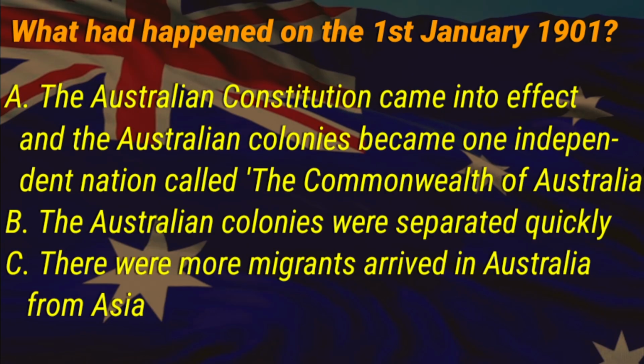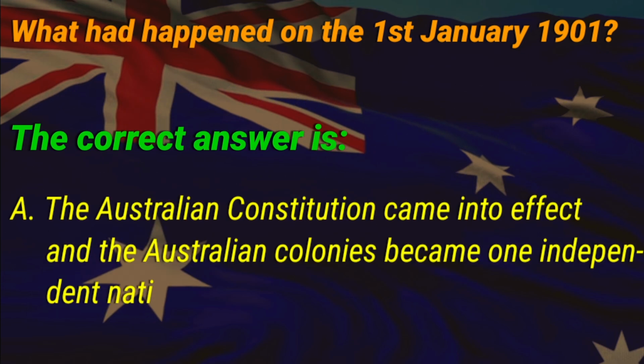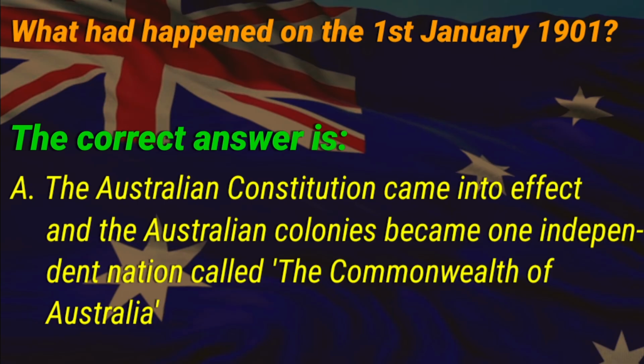What happened on the 1st January 1901? A. The Australian Constitution came into effect and the Australian colonies became one independent nation called the Commonwealth of Australia. B. The Australian colonies were separated quickly. C. More migrants arrived in Australia from Asia. The correct answer is A. The Australian Constitution came into effect and the Australian colonies became one independent nation called the Commonwealth of Australia.